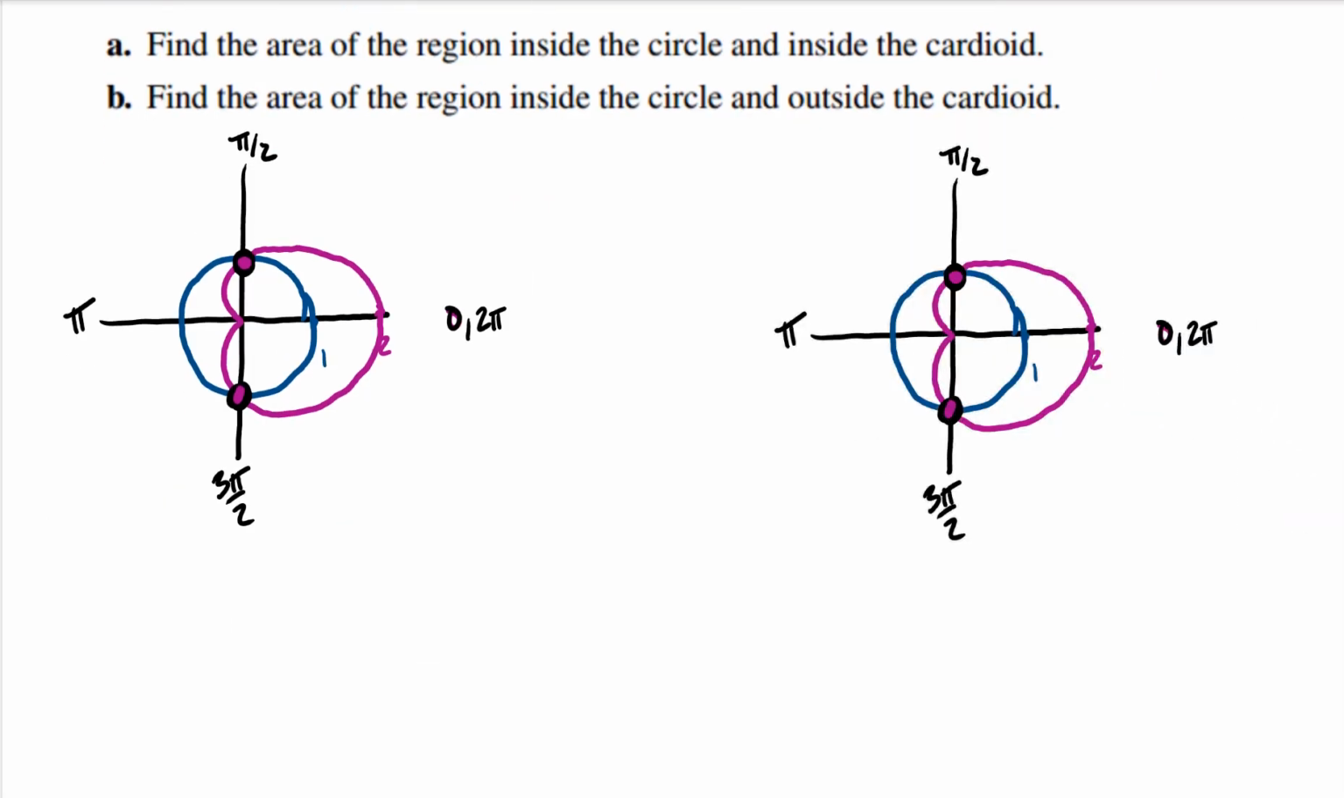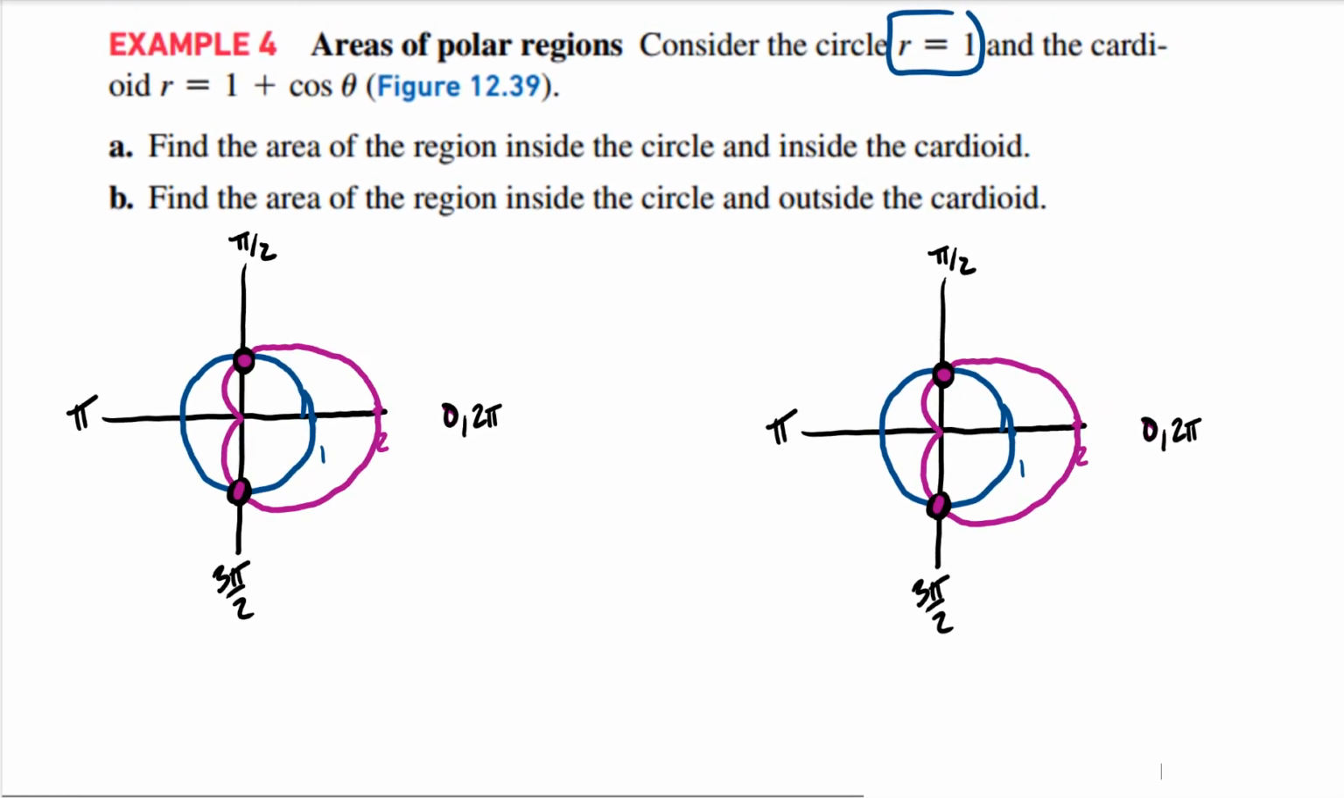Okay. And let's look at the two different scenarios that we have. So for part A, I'll do that one in blue. We want to find the area of the region inside the circle and inside the cardioid. So it needs to be inside of both. So it's going to be this region here. It's inside both of them, right? It's inside the circle, which is in blue, and it's inside the cardioid, which is in purple.